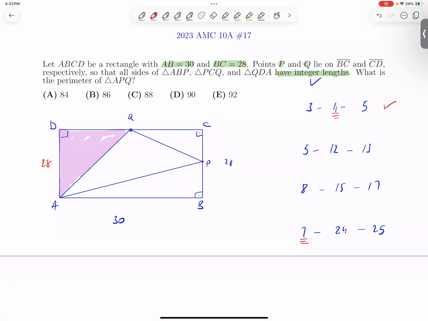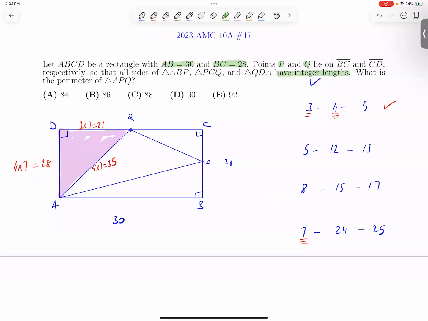If this is a 3, 4, 5 triangle, the other sides should be: this is 4 times 7, which is 28. The other leg is 3 times 7, which is 21. And the hypotenuse is 5 times 7, which is 35. 35 is the hypotenuse for that triangle.